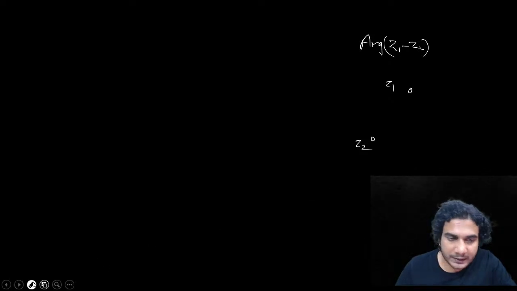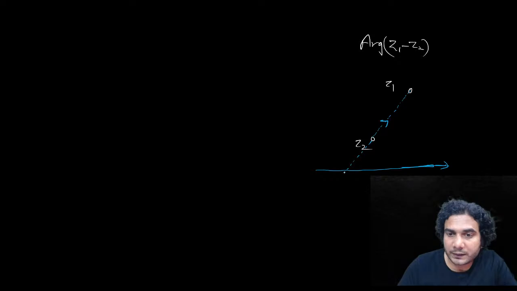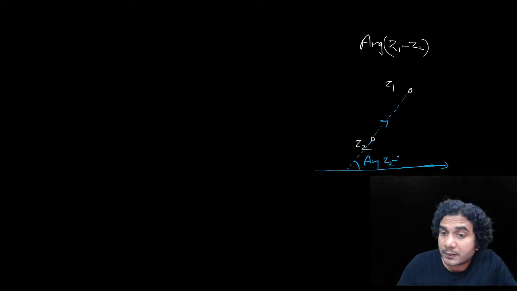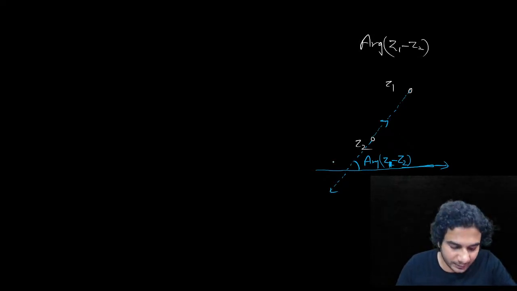Then argument of z1 minus z2 is nothing but this angle which the line joining z2 and z1 makes with the real axis, right? The direction will be from z2 to z1. So direction matters. This angle is basically the argument of z1 minus z2. If you write z2 minus z1, then the direction will be opposite, and then pi will be added to this angle, right? Pi plus.